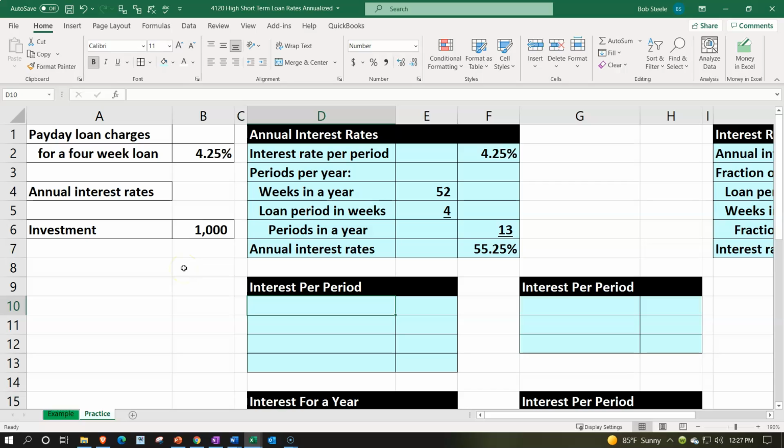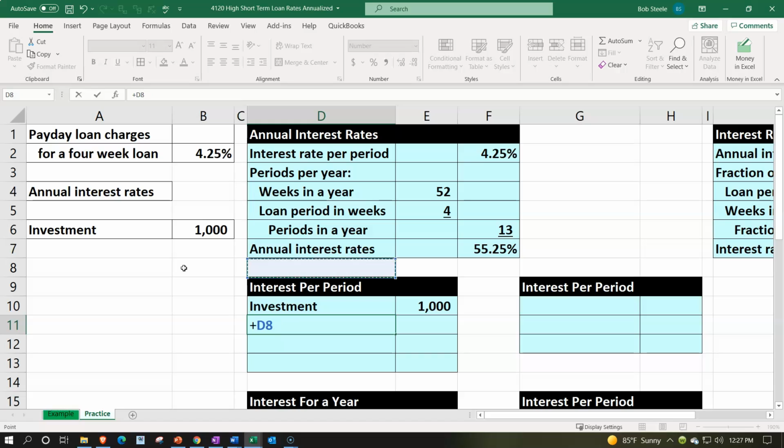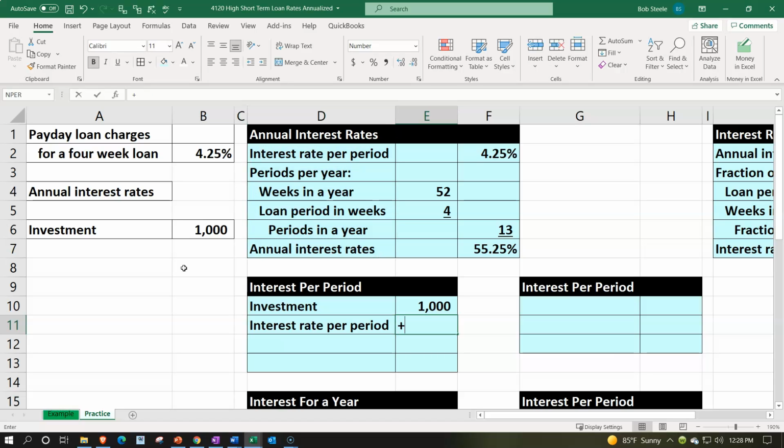Oftentimes these loans are quite small, even under $100 or something like that. But let's say that we got the 1,000, just have a nice even amount here. So we're going to say it's the 1,000. And if we're charging 4.25 for the 4-week time period, so we've got the interest for the period would be the 4.25. How much would we actually be charging on $1,000?